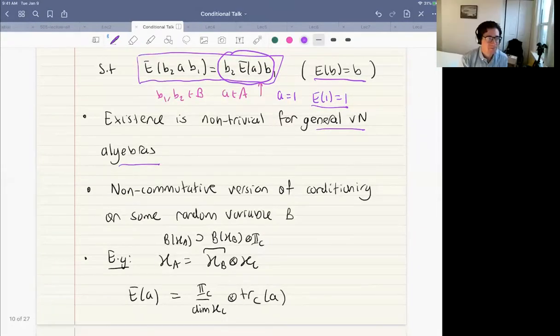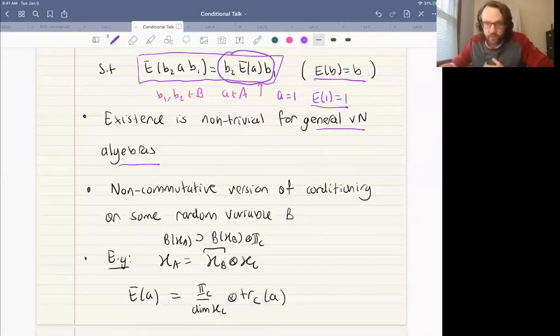It's called a conditional expectation because it comes from something in commutative algebras, which is just a theory of probability, really, probability theory. So it's a non-commutative version of conditioning on some random variable. So B here would be that random variable.